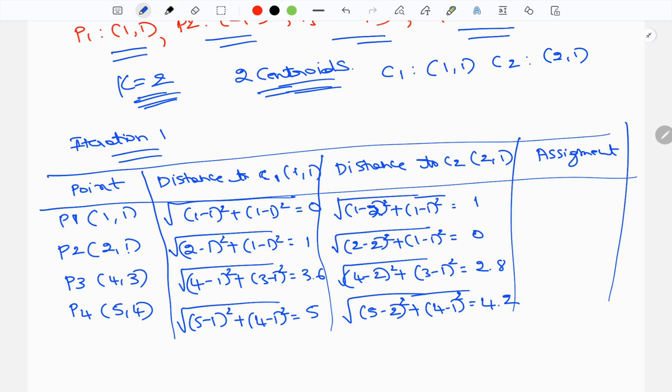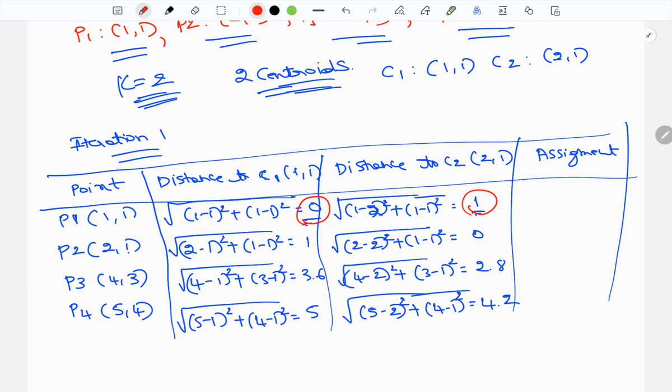So now, this data point which is closer, the lesser of these two things that we have to consider, decides which cluster assignment we have to do. So first, if we consider this one, sorry for the interruption.